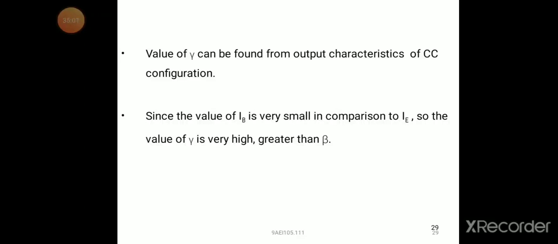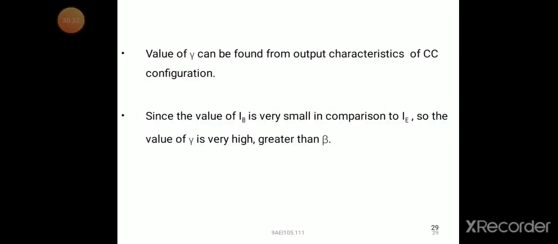If you connect the transistor in different configurations, we get different current amplification factors. Alpha is less than 1, about 0.9 to 0.99. Beta is greater than 50, up to 500. Gamma is a very high value compared to beta.